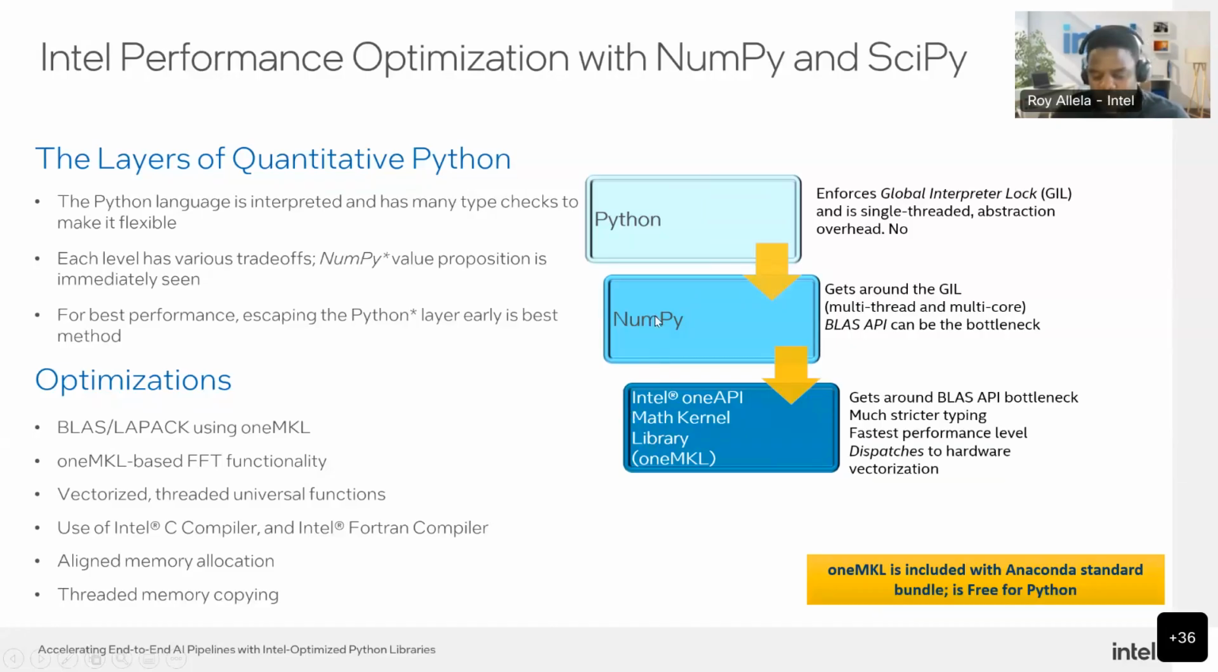So this is one way that we've been able to improve the performance of NumPy and SciPy within the Intel Distribution for Python, and you can test this by comparing the performance of NumPy in the stock version versus running it in the Intel Distribution for Python.